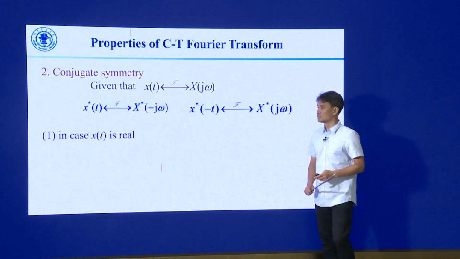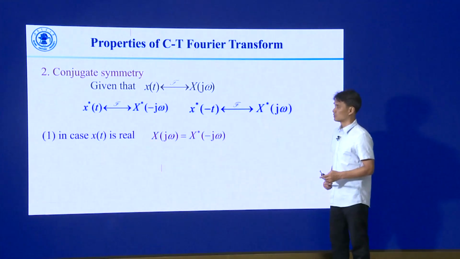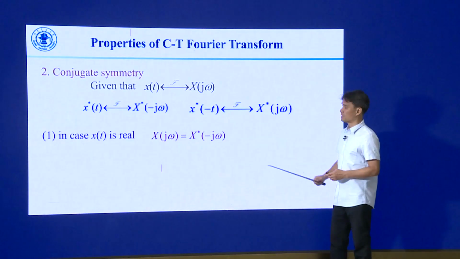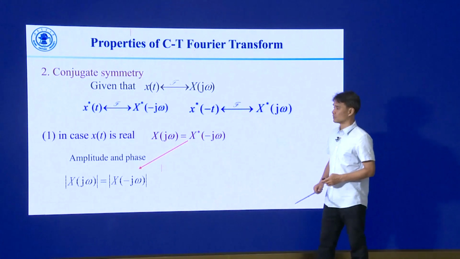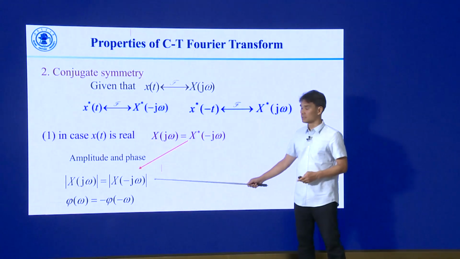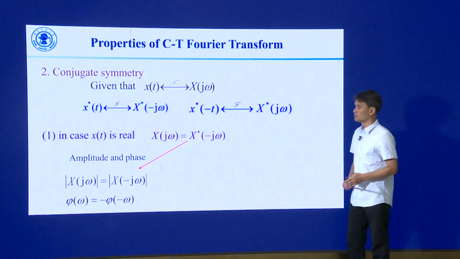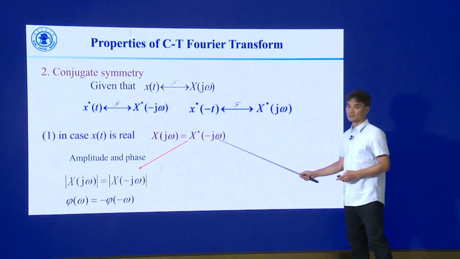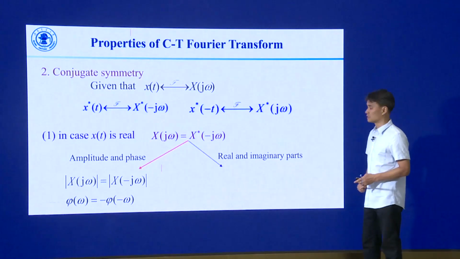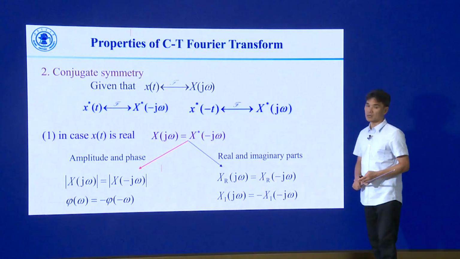What if we know that the original signal in the time domain is a real function? Then we know this spectrum will be equal to capital X of j omega. And based on this restriction, we know the amplitude of the spectrum will be an even function, while the phase spectrum will be an odd function. If you break the complex frequency spectrum into the real part and the imaginary part, then the real part will be an even function, while the imaginary part will be an odd function.